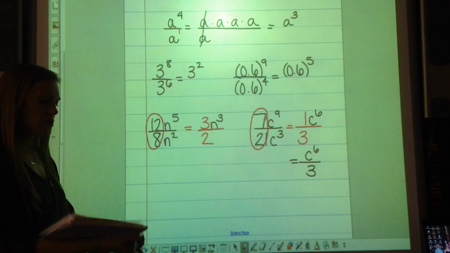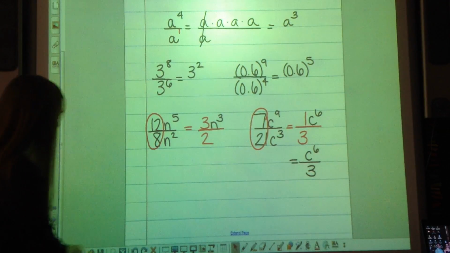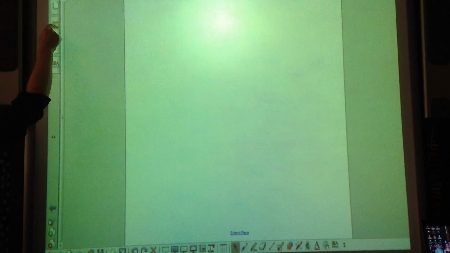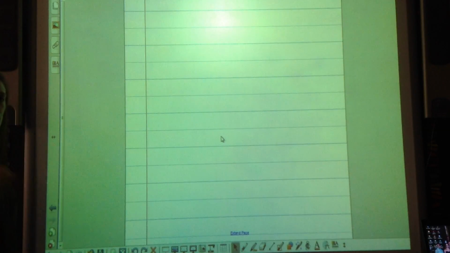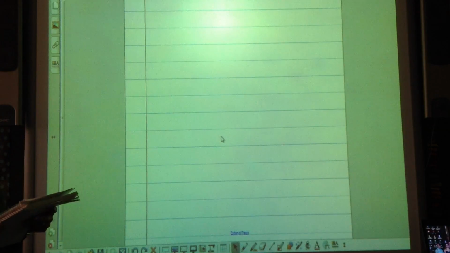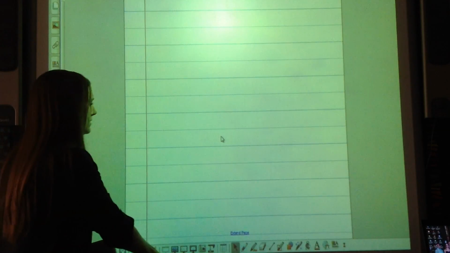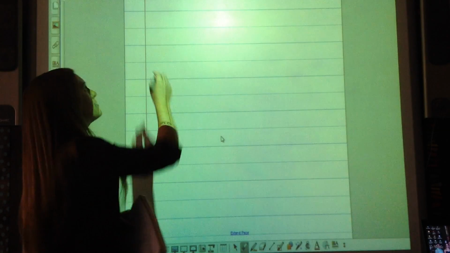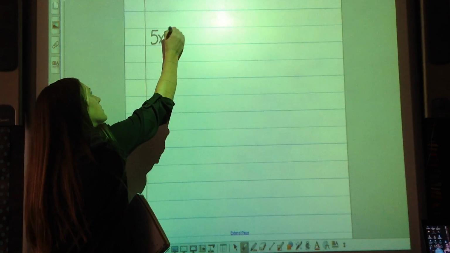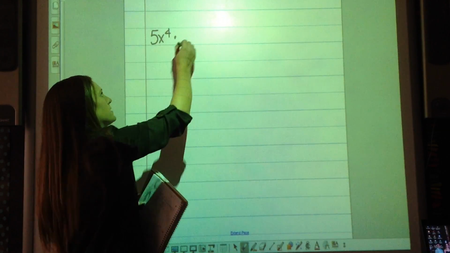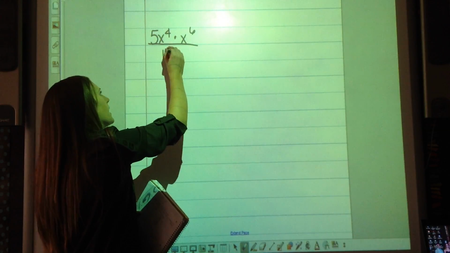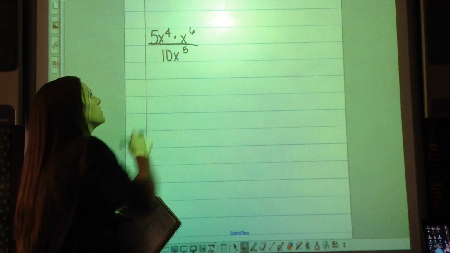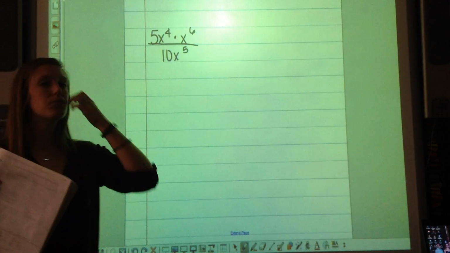Let's put these 2 rules together. You're going to see problems where they're going to have the product property and the quotient property in the same problem. So let's try 5x to the 4th times x to the 6th over 10x to the 5th. This kind of works like order of operations.